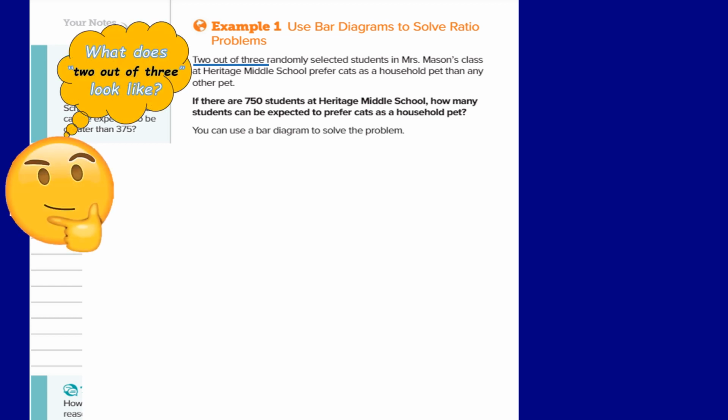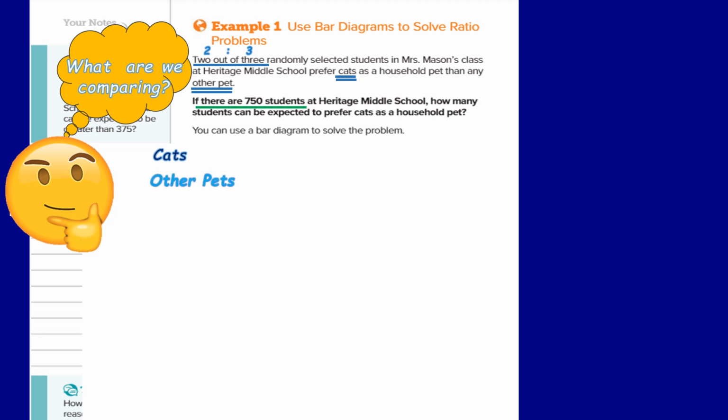Okay, so we're going to look at the setup that we have, 2 out of 3. And then that's where I have to start thinking, well, what does 2 out of 3 look like? So 2 out of 3 looks like a ratio 2 to 3. And then I have to wonder, well, what are we comparing if we're talking about 2 out of 3 or 2 to 3? And then I have to look through the information. So we're looking at the ones that prefer cats compared to other pets. So I start to set up my ratio and my labels so that I know what my fraction is that I'm going to use.